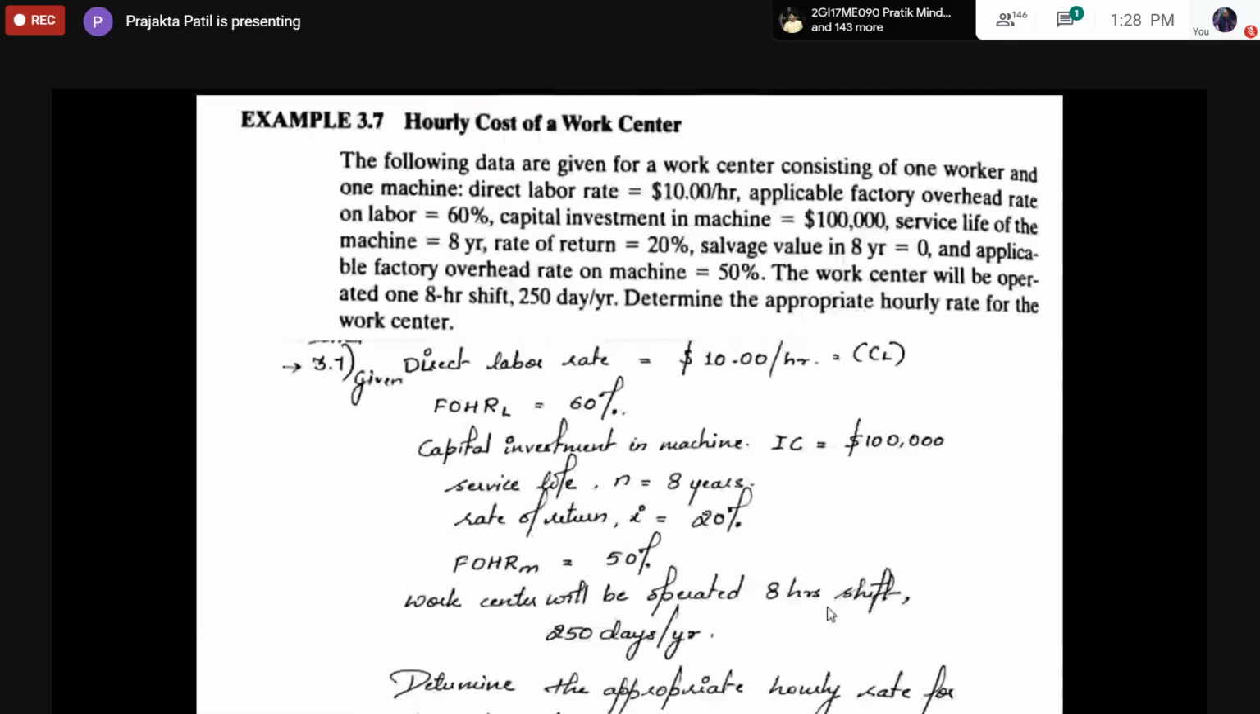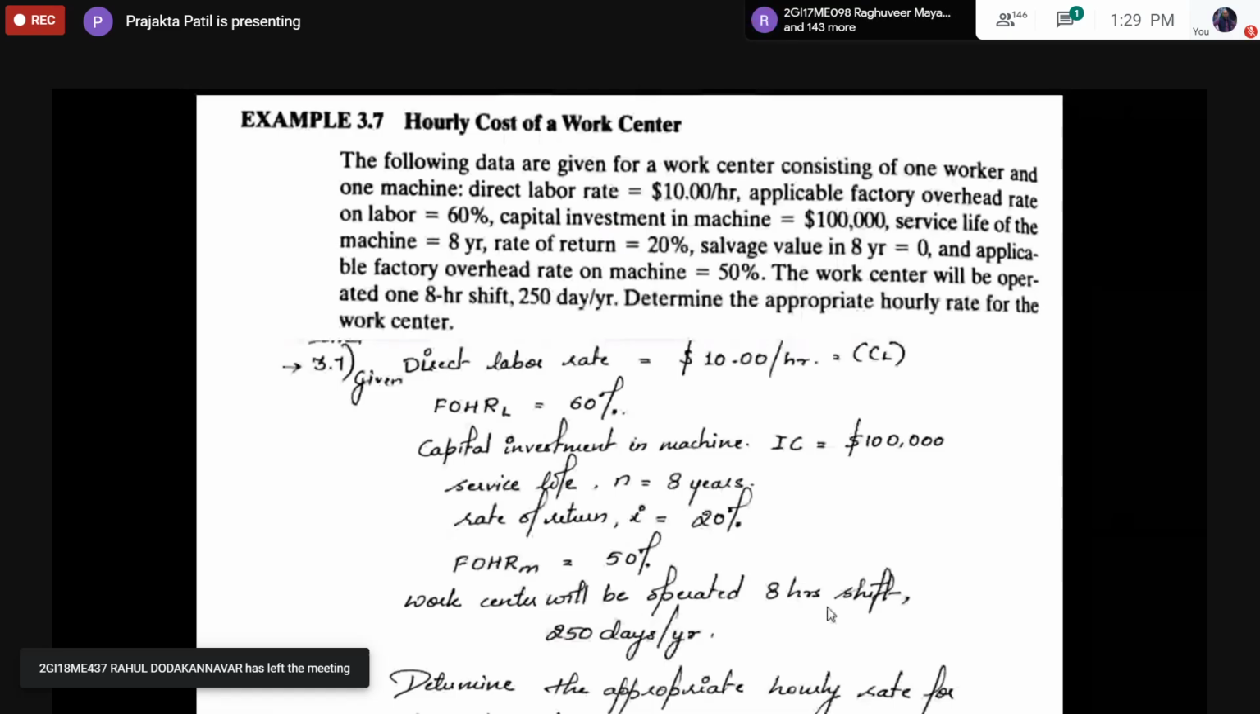What is the equation to find out this appropriate hourly rate for the work center? Somebody tell me. The faster you respond, the sooner we can finish the class, else it will take another 10-15 minutes.